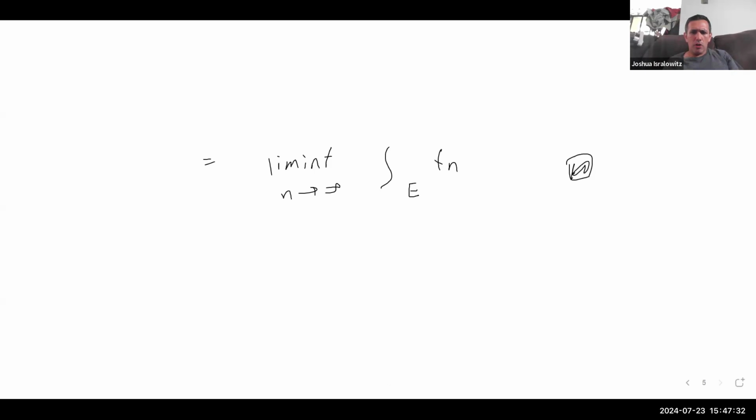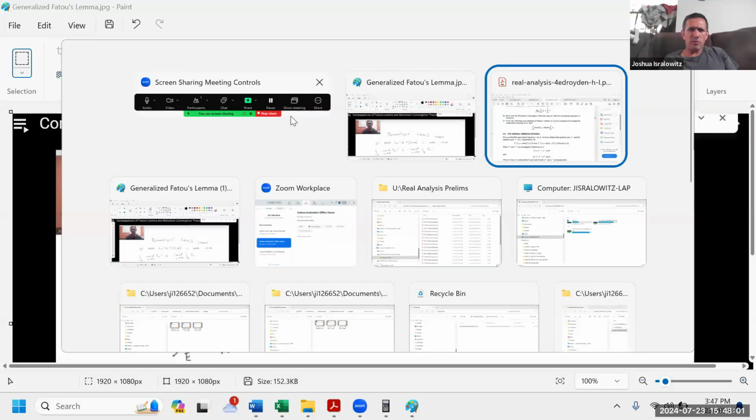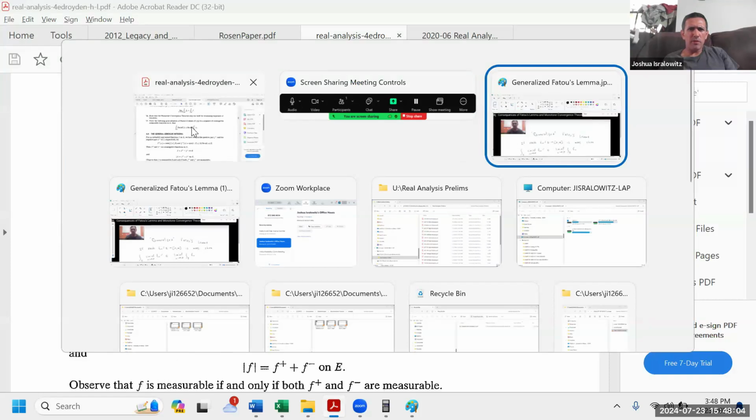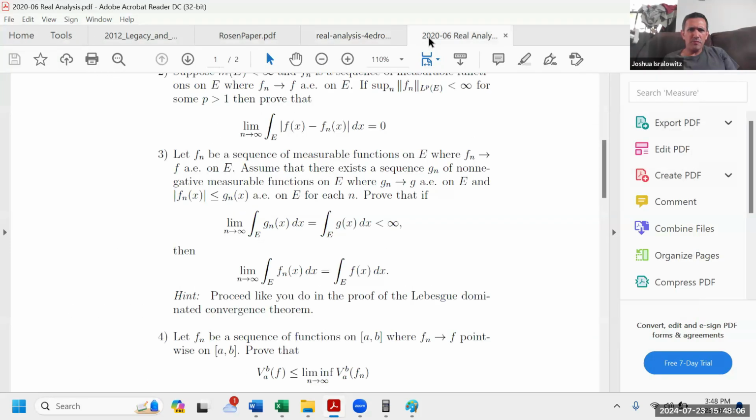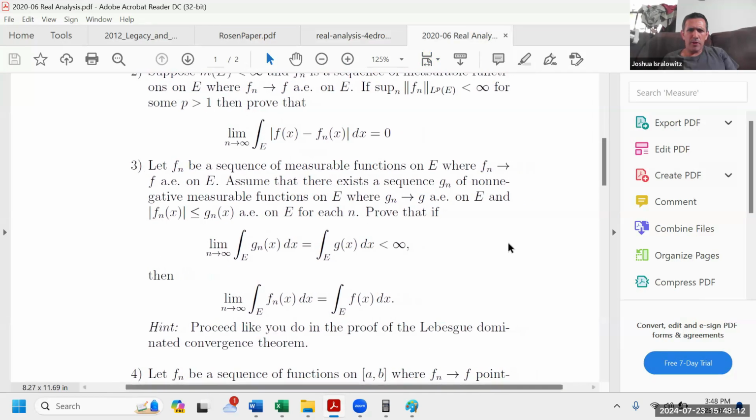Okay, so let's see how this little, by analysis standards, almost trivial generalization of Fatou's lemma makes this prelim problem, the generalized Lebesgue dominated convergence theorem, just that much easier. So this helps. Right, so this is the problem, number three here.